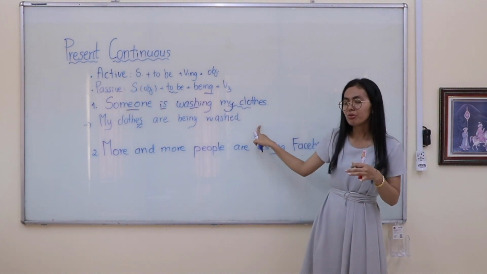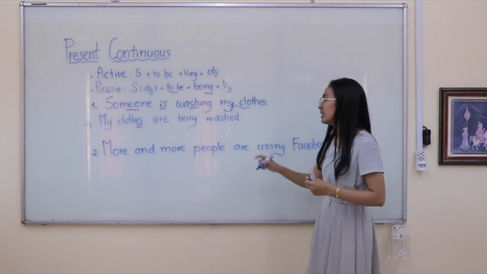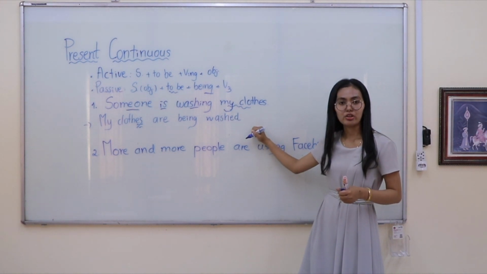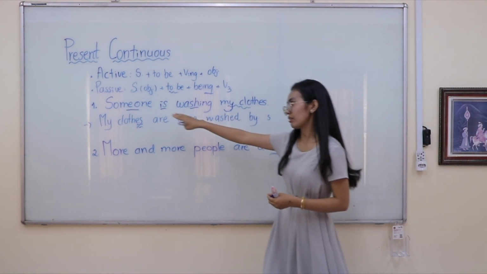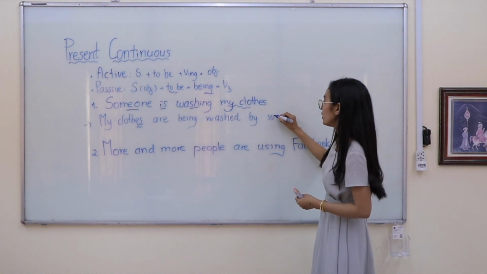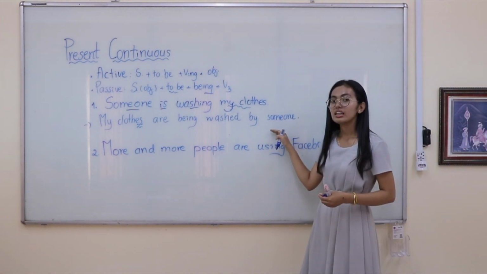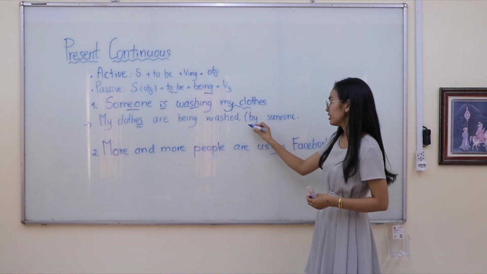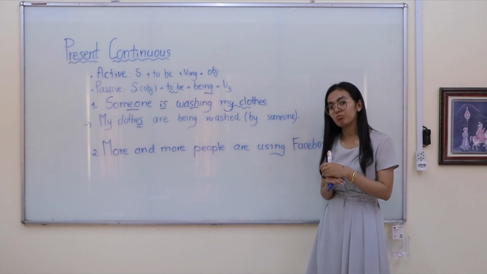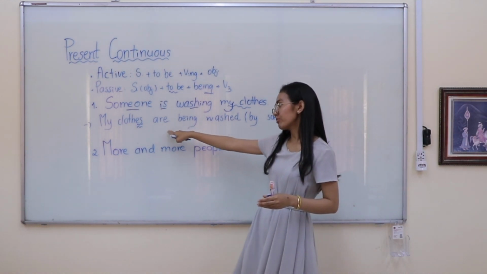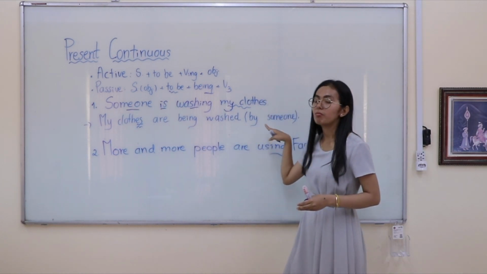Okay. So some of you might have heard something about we use by plus someone in passive, right? So should we put it here as the answer or no? Well, actually you can also put by plus a subject right here, someone as well. But it is actually optional because by someone here is not really important. So it's not necessary to put it right there. You can just say, my clothes are being washed, and that's it. Or my clothes are being washed by someone.